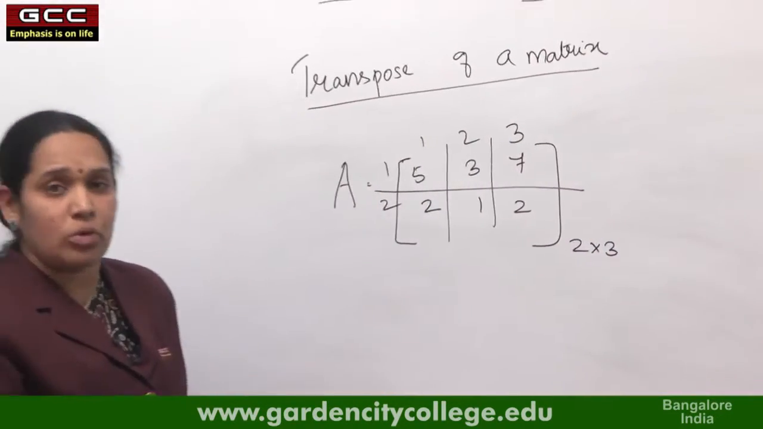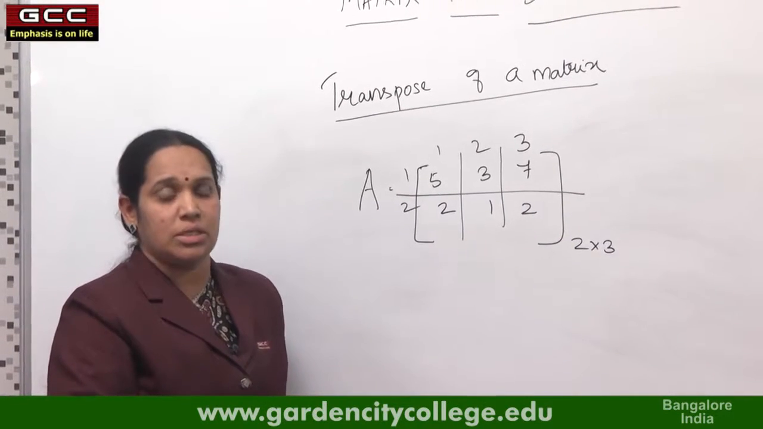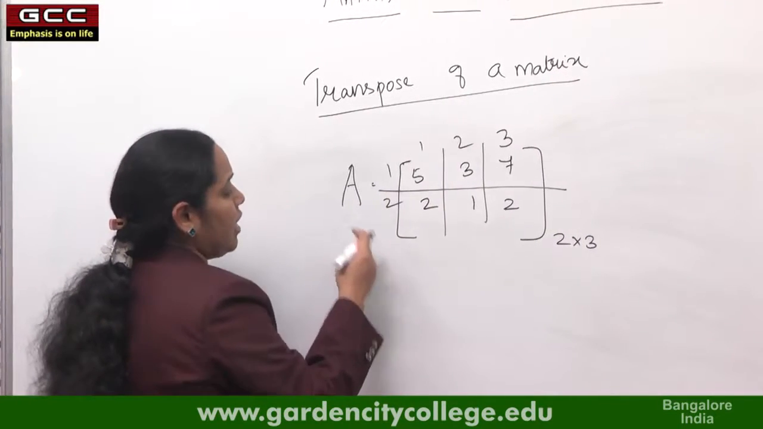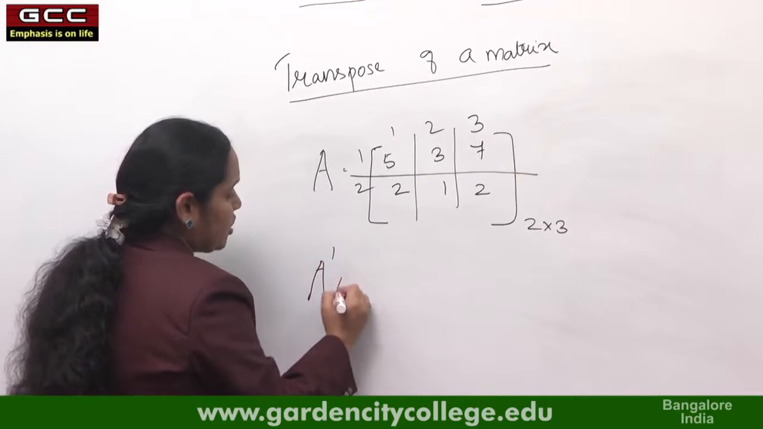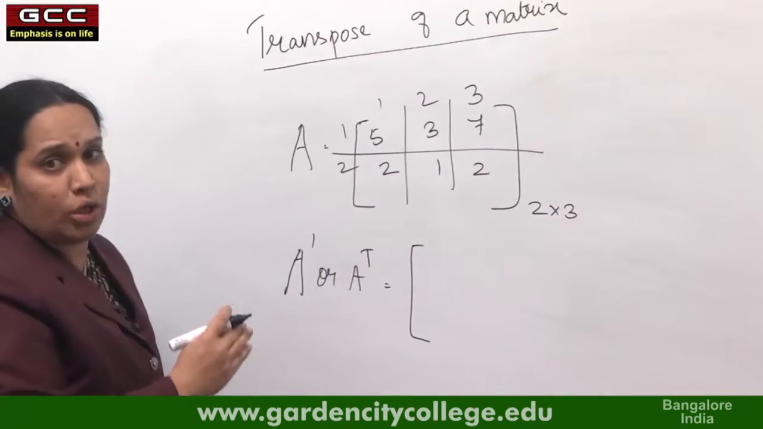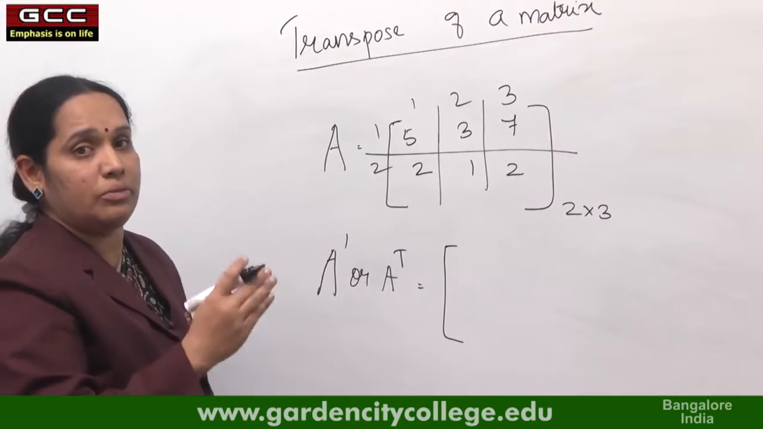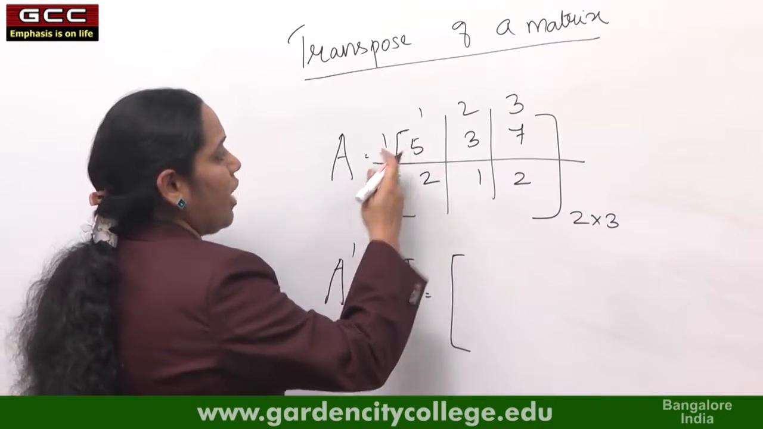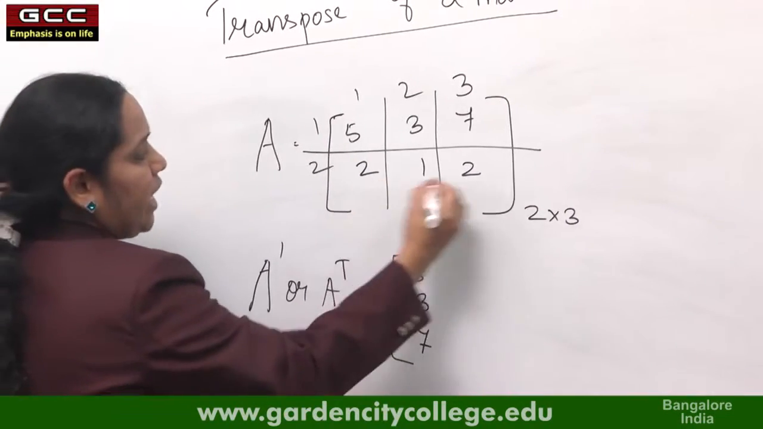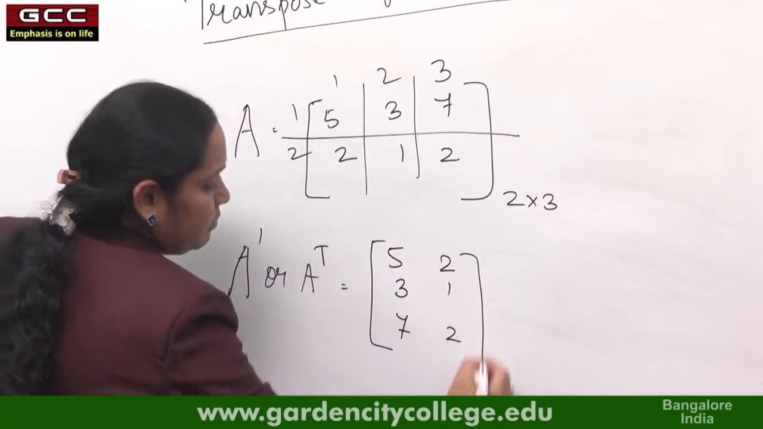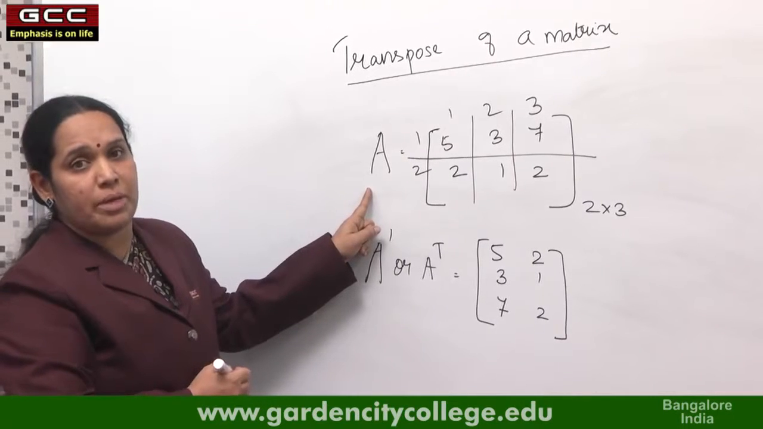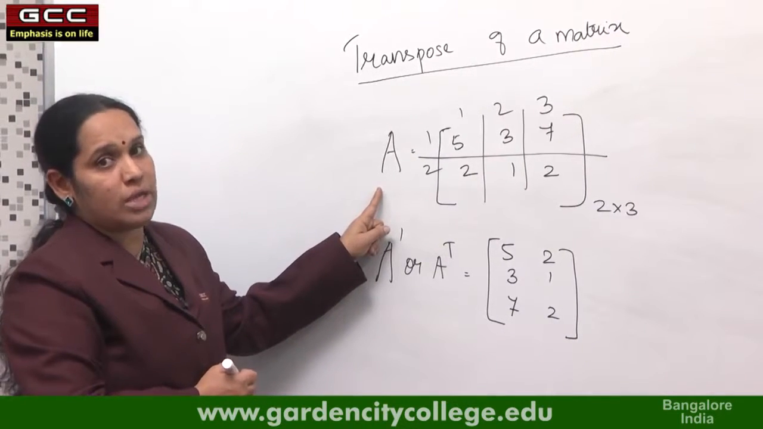When I say transpose, as I said, the transpose of a matrix is the interchanging of rows and columns. The transpose of this particular matrix is denoted by A dash or A transpose, which is the interchanging of rows and columns. That is, rows will be changed to columns and columns will be changed to rows. So 5, 3, 7, the first row, will become the first column, and the second row will become the second column. Now, this matrix is the transpose of the given matrix A.